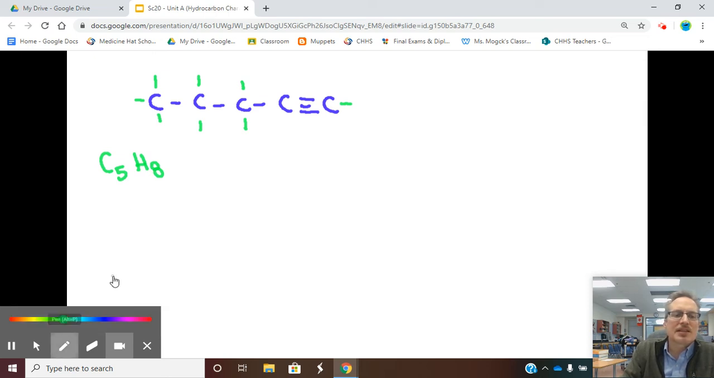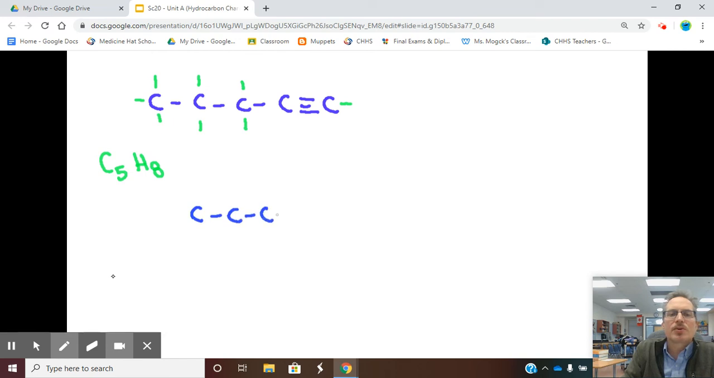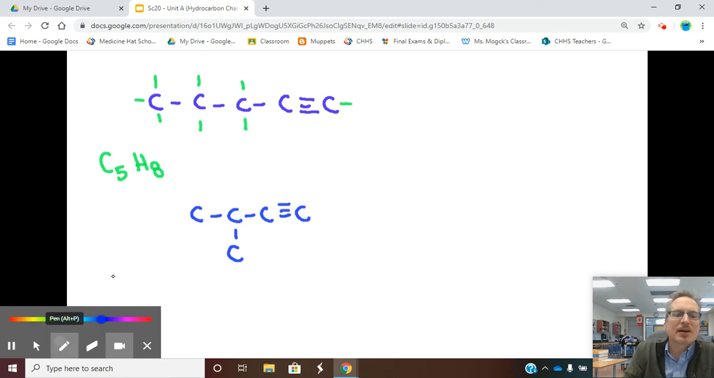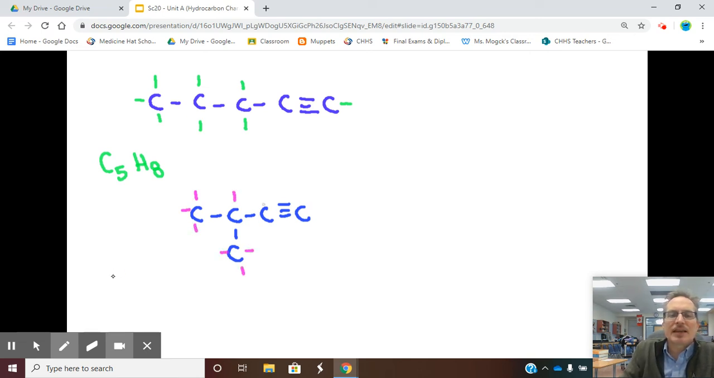Okay, we're going to try this again. This time we're going to put a bend in it. 1, 2, 3, 4. There's my 5th. Again, I'm going to put my triple bond back here. We're going to put our hydrogens in as we do this. 1, 2, 3, 4, 5, 6, 7. He's made 4 bonds. He's only made 3, 8. C5H8, twice as many, minus 2.